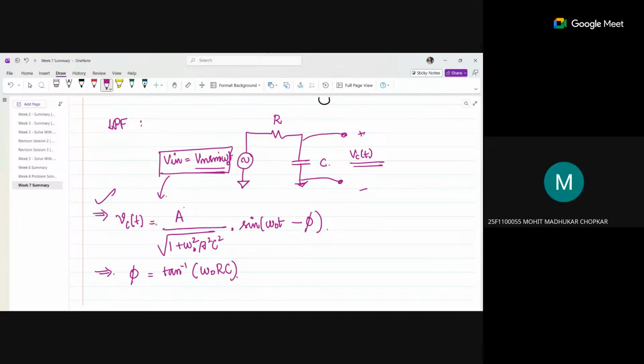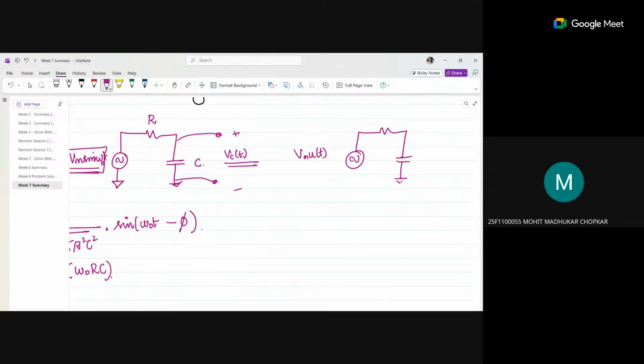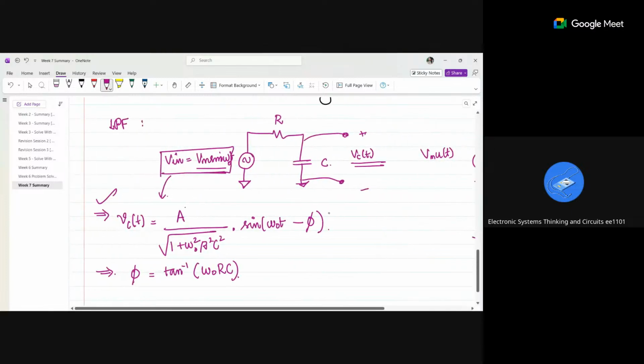We already saw that when there is a step input, Vm u of t, we derived Vc of t is equal to Vm times 1 minus e power minus t by RC. We derived this equation, no? This you should apply only when there is a step input. Once the input is a sine signal, you should use this formula. Is it clear?